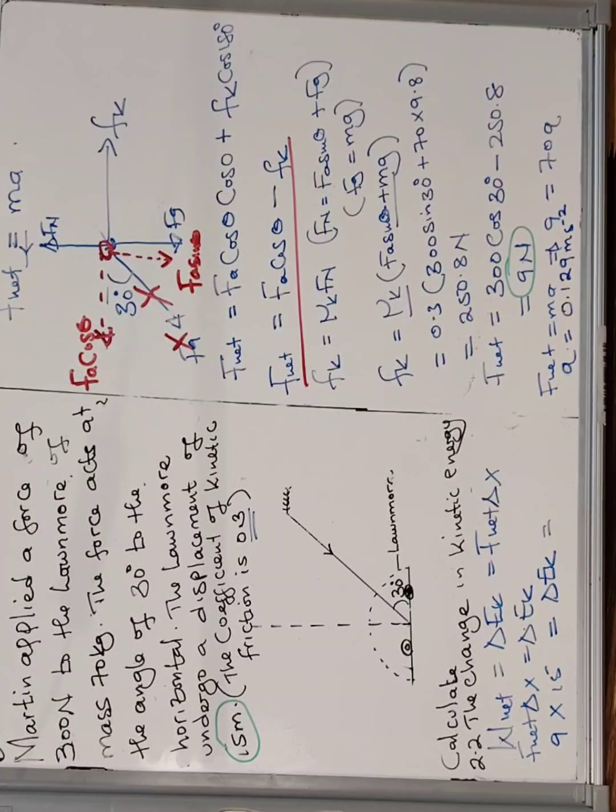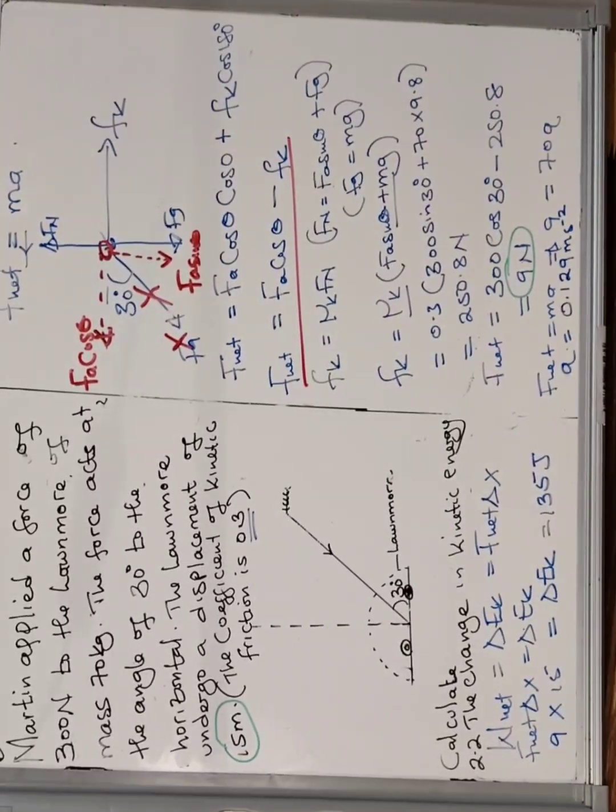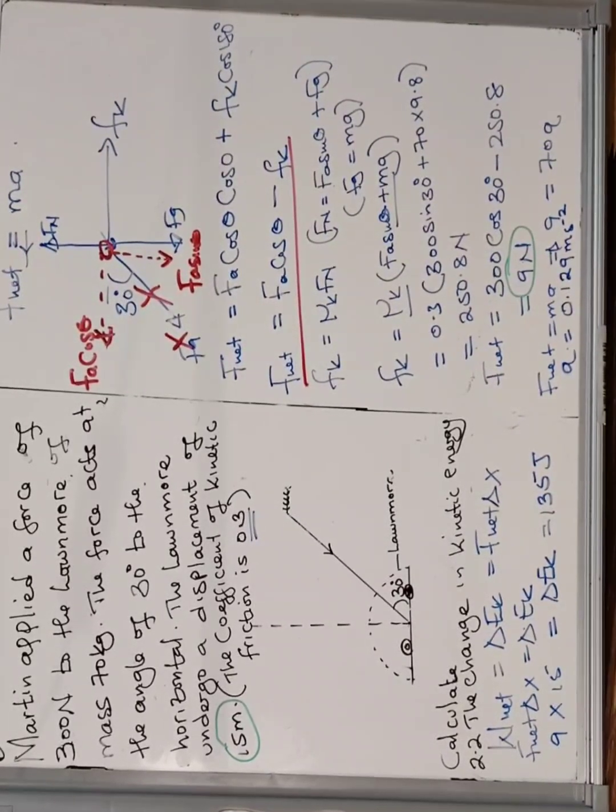What do we get out of that? Let's see. So this is what we get. We get our change in kinetic energy as 135 joules.